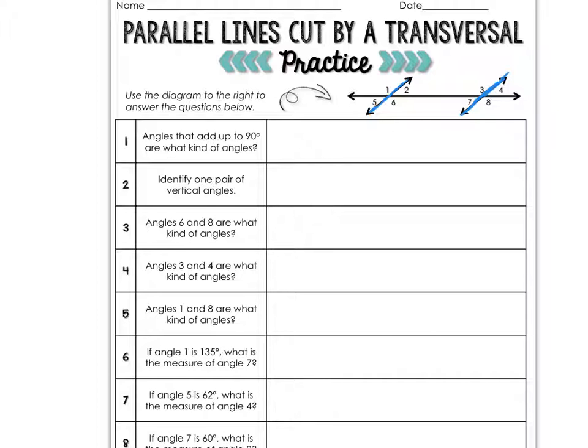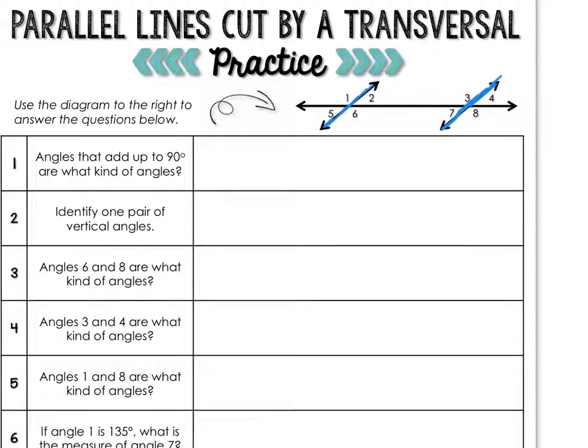So angles that add up to 90 degrees are what kind of angles? Well, I wrote it down on the other page, but those are complementary angles. Sometimes you'll see a right angle, which we know is 90 degrees, but if we have 2 angles that add up to 90 degrees, yes, they make a right angle, but they're also complementary angles.